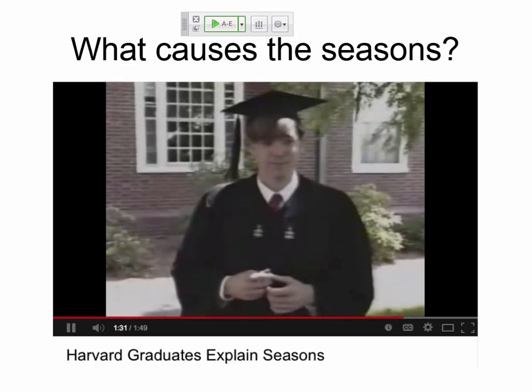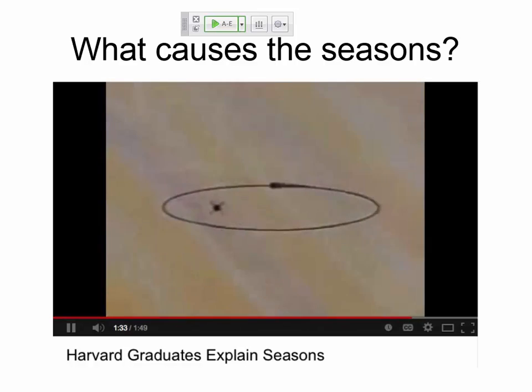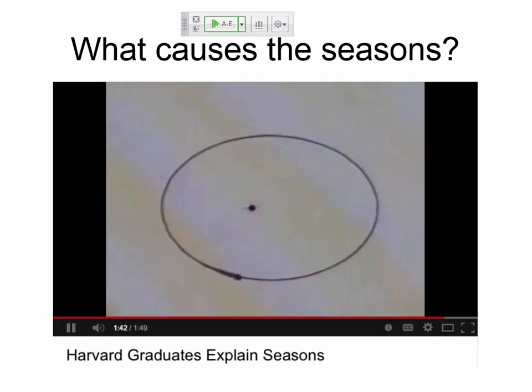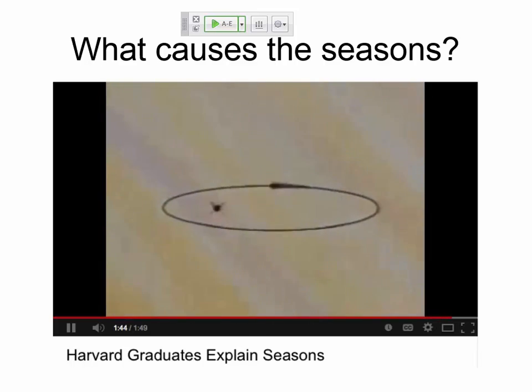These graduates, like many of us, think of the Earth's orbit as a highly exaggerated ellipse. Even though the Earth's orbit is very nearly circular, with distance producing virtually no effect on the seasons, we carry with us the strong, incorrect belief that change in distance is responsible for the seasons.